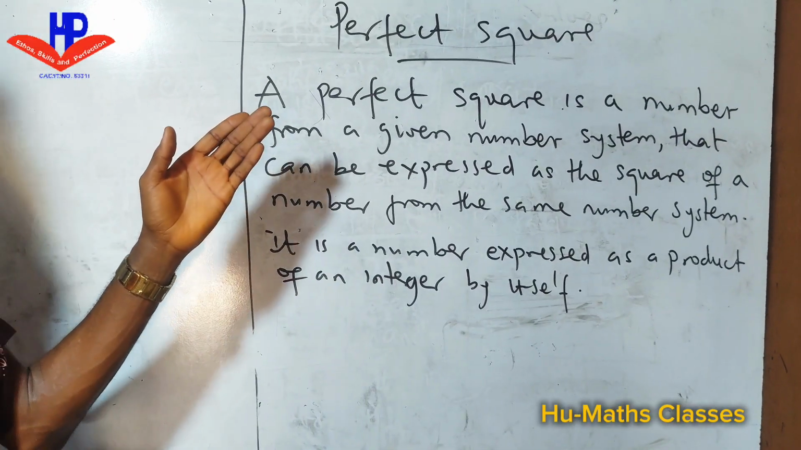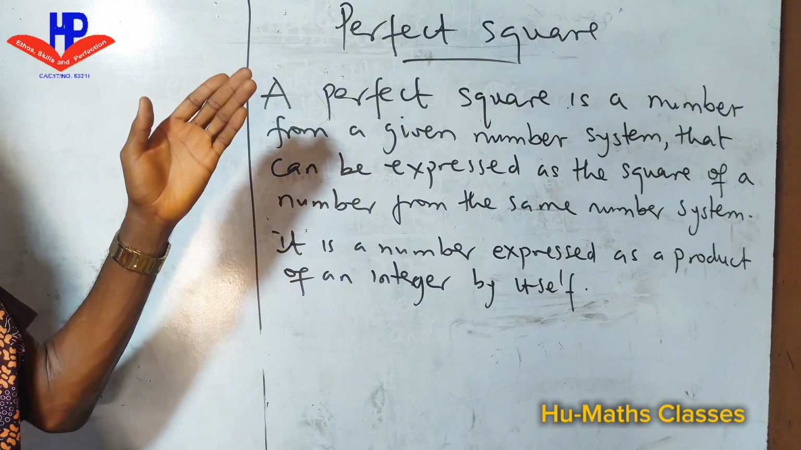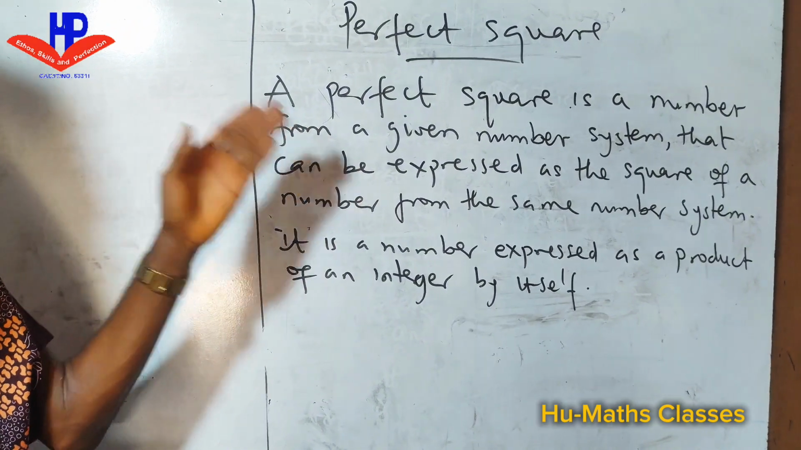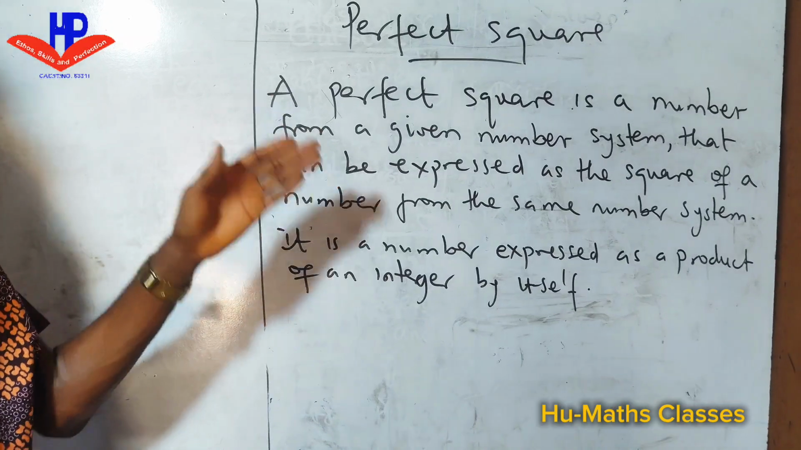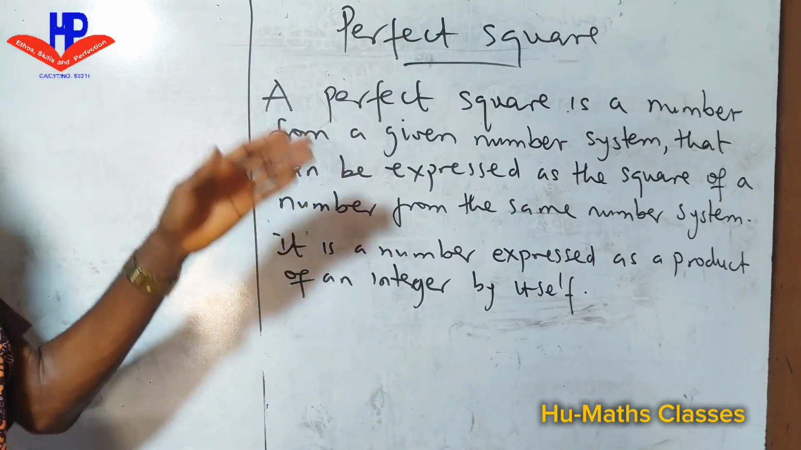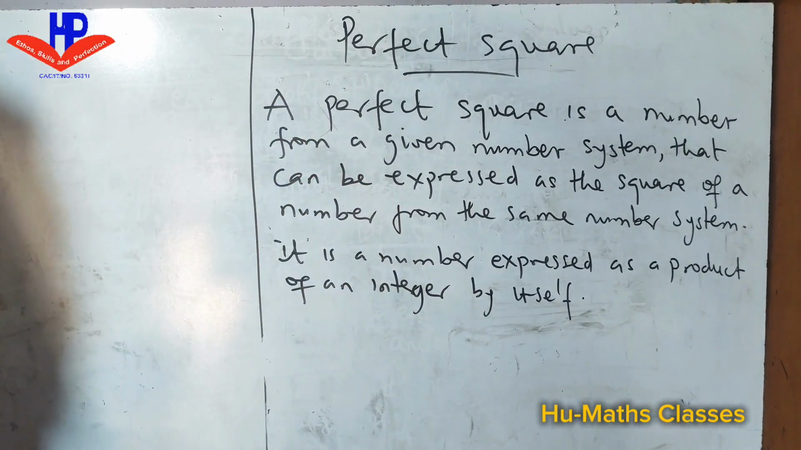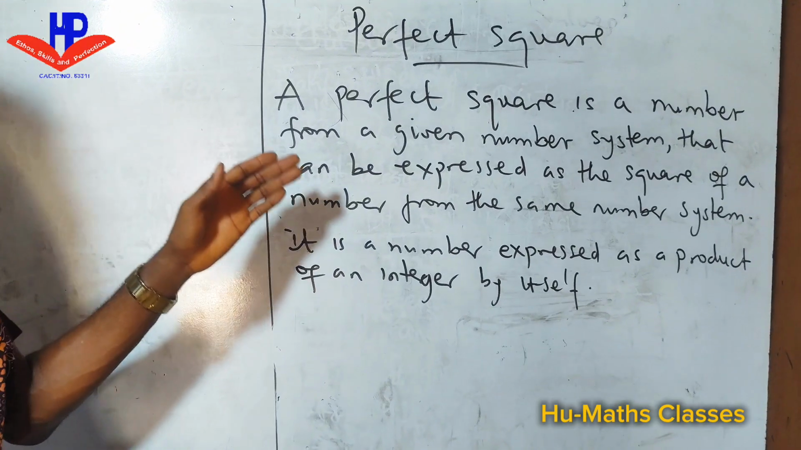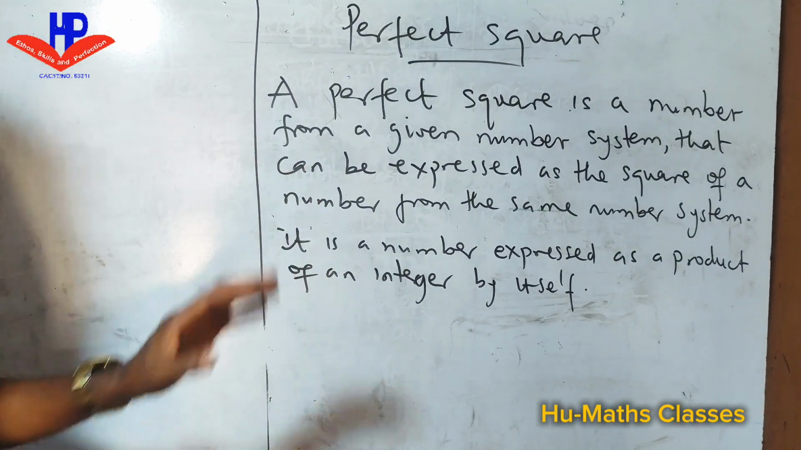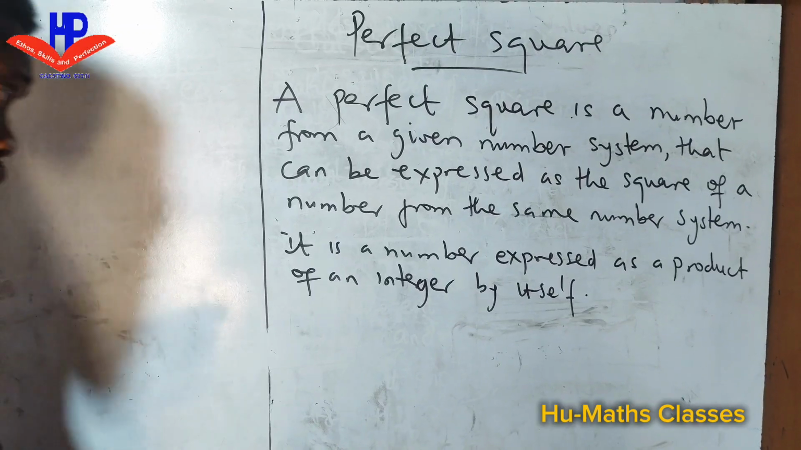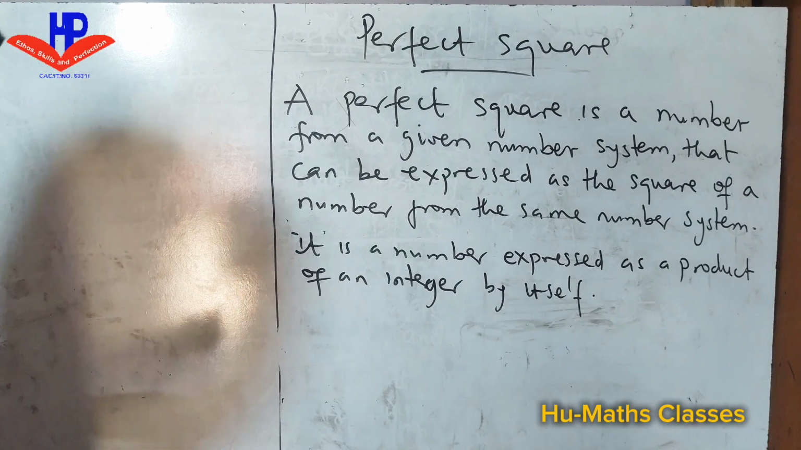Why do we need this knowledge? It will help us deal with quadratic problems. It will help us complete the square of a quadratic expression or a quadratic equation. Yes, so we need this idea to help us solve our quadratic problems. So a perfect square is a number expressed as a product of an integer by itself.